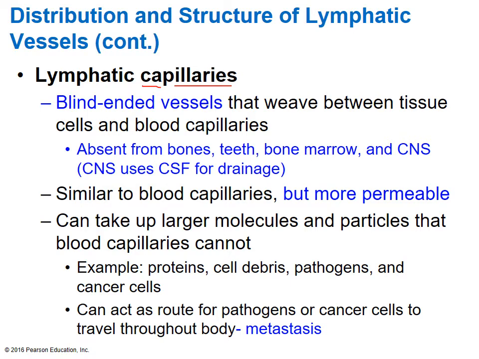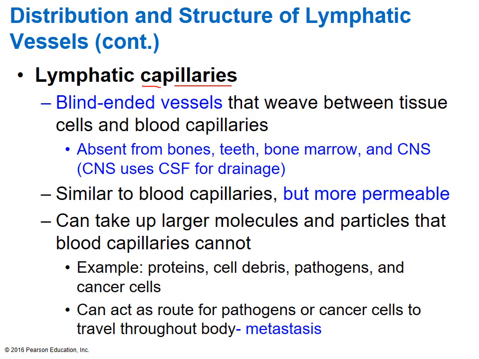If you were to describe the capillaries, you would notice that they have what we like to call blind-ended vessels, meaning that there's only one way in, and once inside, the lymph can't come out of it again, and it will weave in between the different tissues and blood capillaries, working very closely with the nearby veins as well as capillary beds.